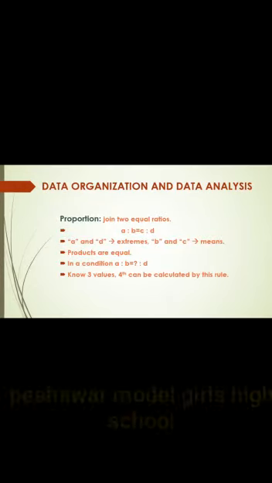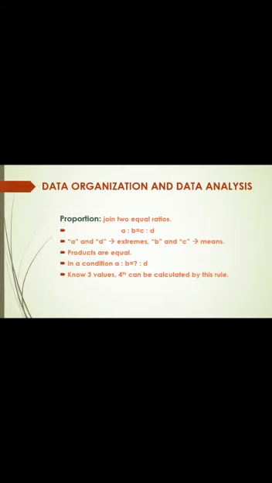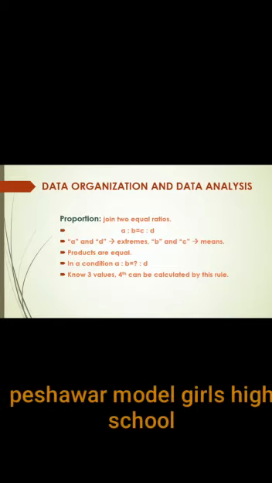Proportion means joining two equal ratios to draw a result of analysis. Here we have a formula for equalizing two ratios. A:B = C:D. We have A and D as extremes, meaning they are far from the central values, and B and C as means, meaning the central ones. The product of means is equal to the product of extremes. If we know any three values in the above, the fourth value can be found by using this formula.